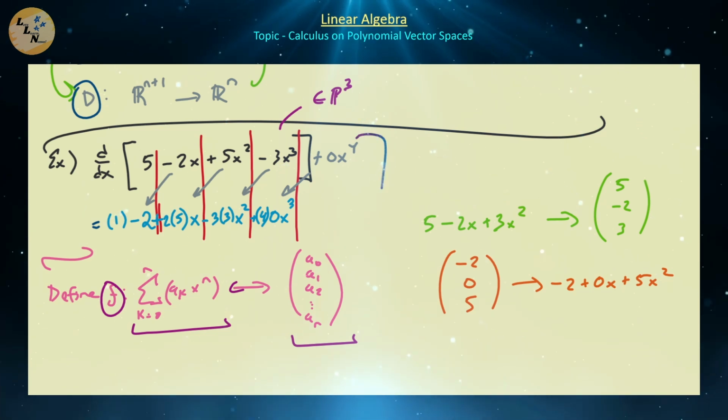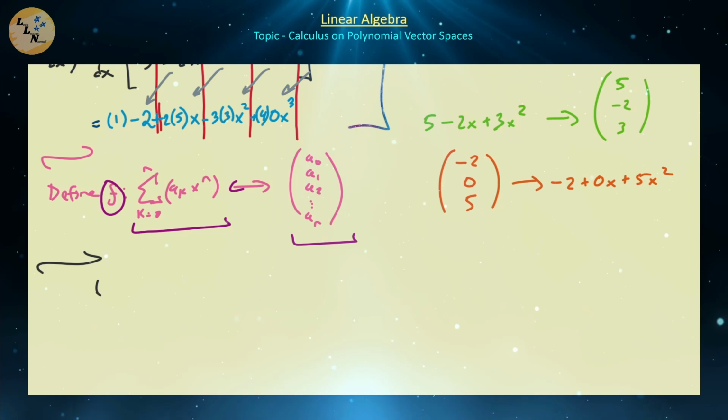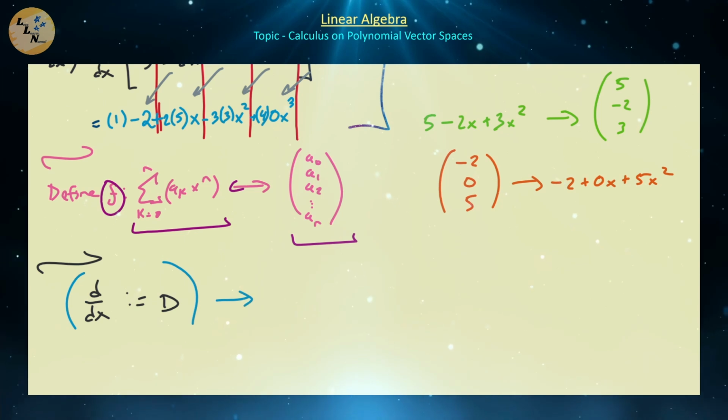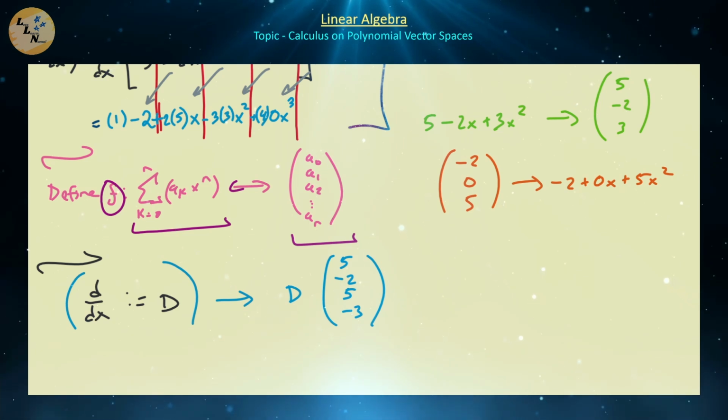So let's see if we can represent this particular problem in terms of R4 now. Keep in mind d over dx is just a matrix, right? But we're going to be representing it in a numerical matrix form. Let's define this to be equal to some numerical matrix D, for which we seek to find the coefficients. So if that's the case, then what do we have? We have D times the four-dimensional vector 5, minus 2, 5, and minus 3, and this is going to be mapped to the vector.